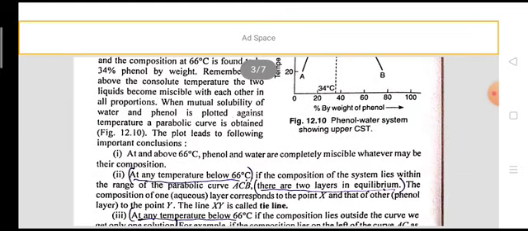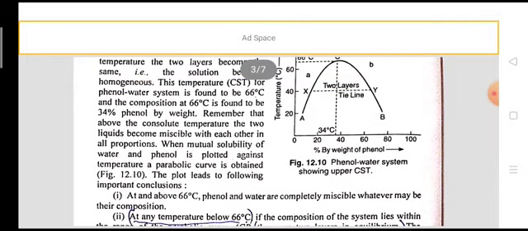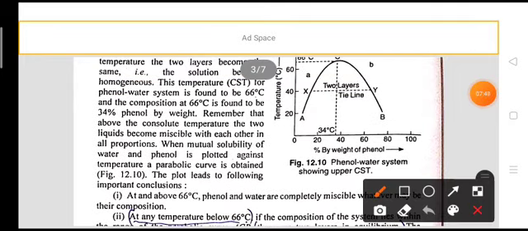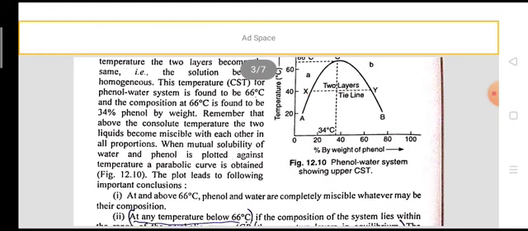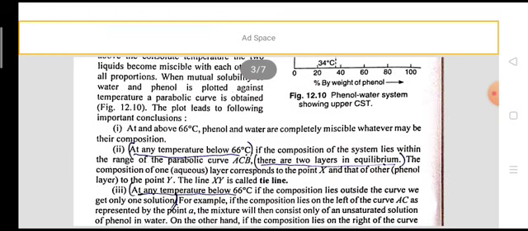So at any temperature below 60 degrees centigrade, if the composition of the system lies within the range of the parabolic curve ACB, there are two layers in equilibrium. The composition of one layer corresponds to the point X and that of the other to the point Y. This line, joining the composition of one liquid X and the composition of the other liquid Y, is called a tie line.